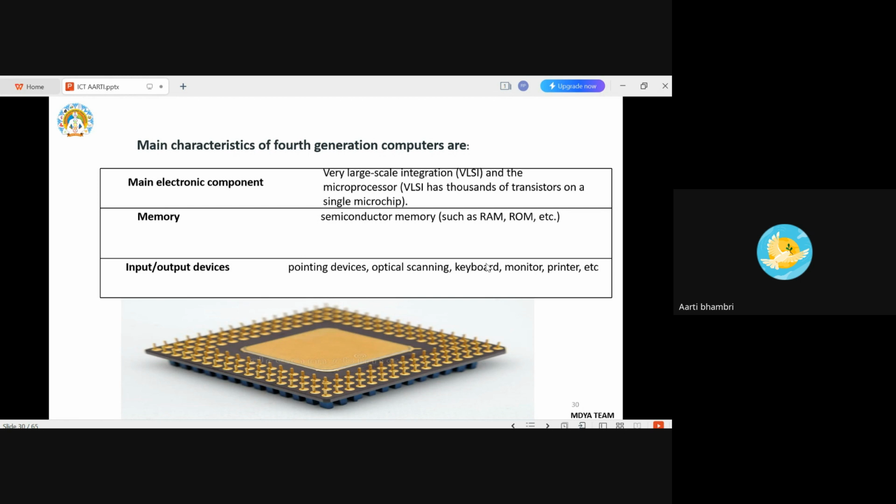This is a picture of the microprocessor. These types of microprocessor are in use now. Today we have improved so much, and the microprocessor is improving so much.